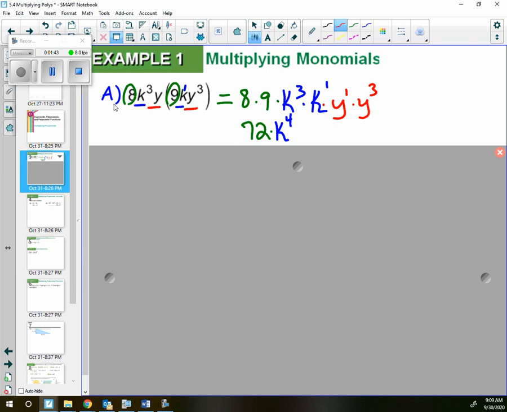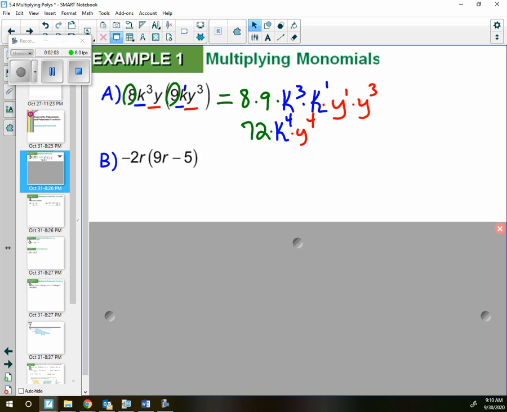All right, and then y, same thing. 1 plus 3 would be y to the 4th power. So 72k to the 4th y to the 4th would be the product of these two monomials. So if you can think about that organization, coefficients together and putting like variables together when you multiply, it does make it a lot easier to do that multiplication.